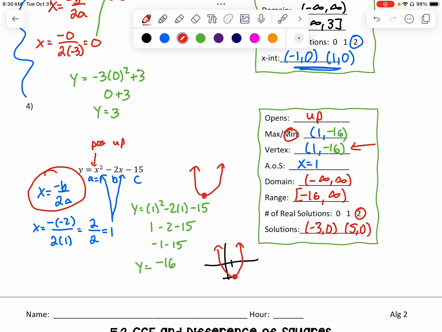So that should be everything you need for graphing and the characteristics of quadratics. Good luck.